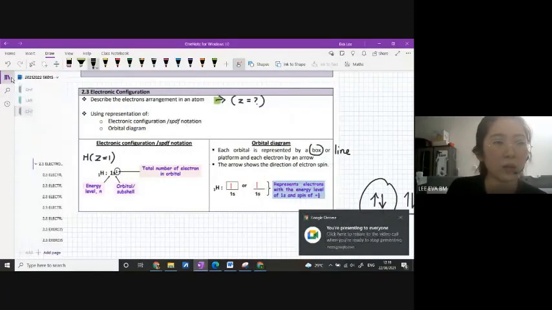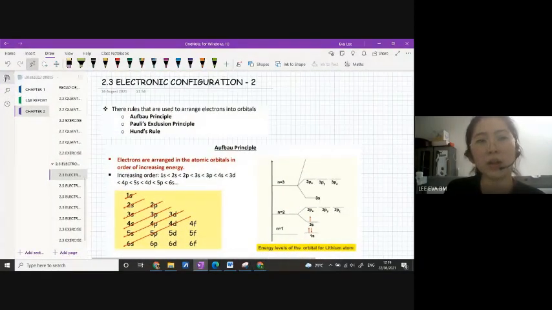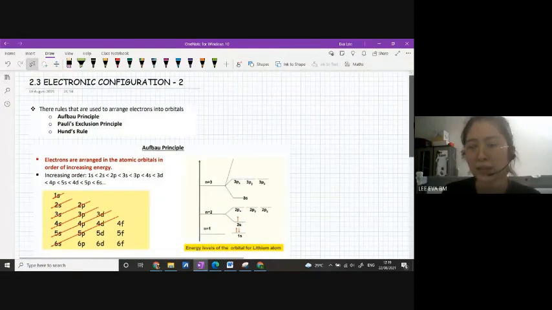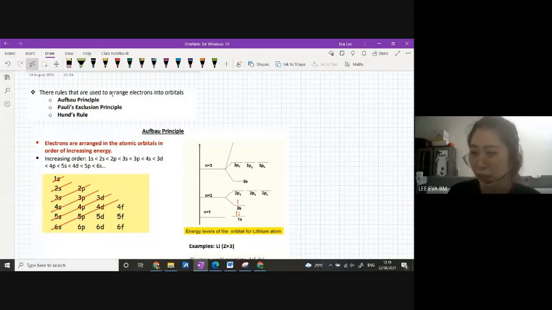Okay, so our next topic will be the rules. There are altogether 3 rules you need to memorize and understand. These rules are used to arrange the electrons, for you to refer to when writing electronic configurations or drawing orbital diagrams. So every time, you must refer to the 3 rules or principles. We have the Aufbau principle, the Pauli exclusion principle, and Hund's rule. All these names need capital letters, and apostrophes where applicable.